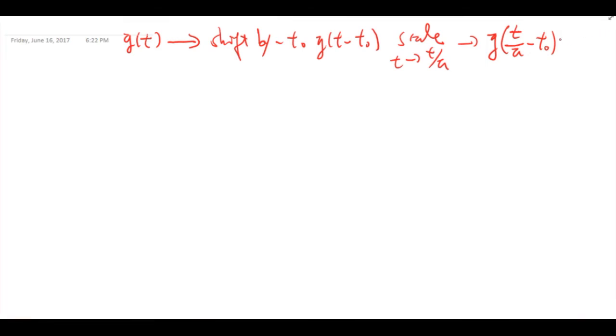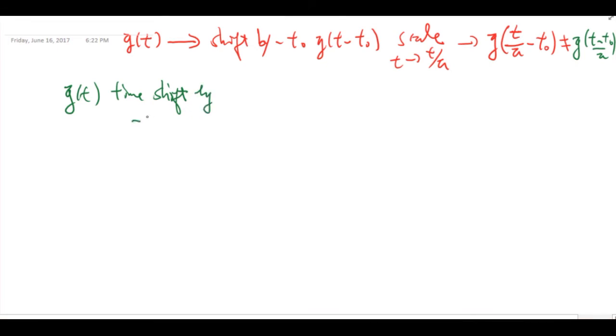Now, I'd like to say that this one is not the same as g(t minus t naught over a). They are not the same. Here, I'm going to show you. Take g(t), then if you time shift it by minus t naught over a, our function will become g(t minus t naught over a).